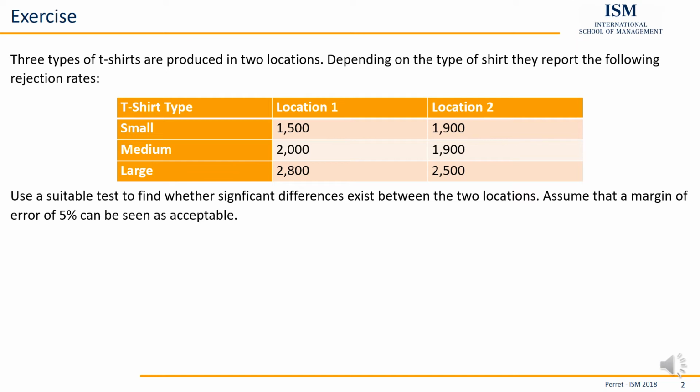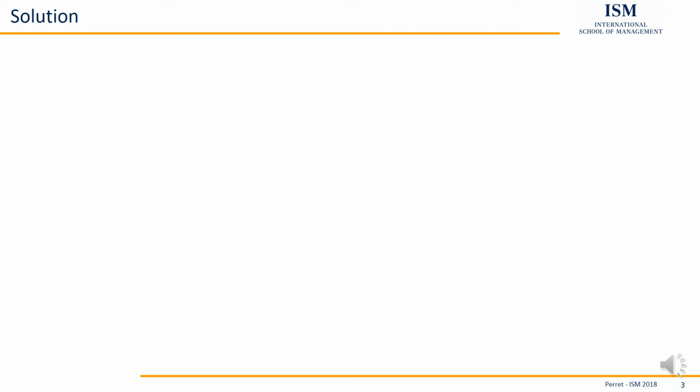So what we're going to do here is test whether the two locations regarding their rejection rates share a common distribution. For this, we're going to start by calculating the expected frequencies. I guess if you've done some other exercise on the chi-square test, you know the first step is always expected frequencies. So how do we get to expected frequencies in this case?